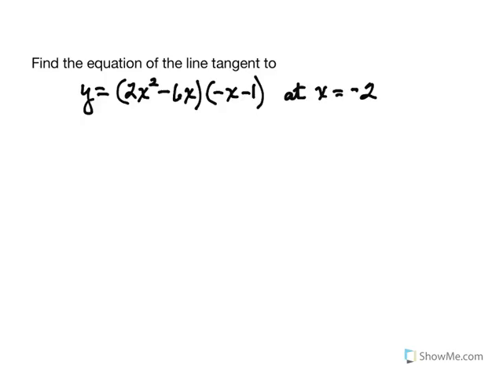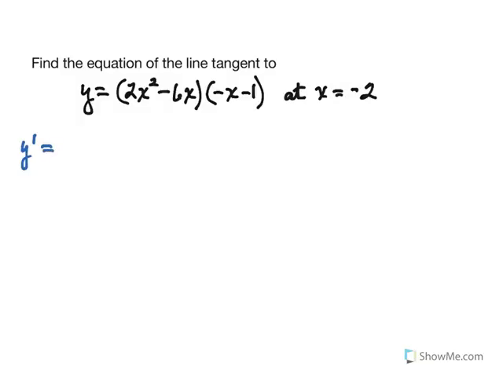So let's look at one more example. In this one, we're asked to find the equation of the tangent line to y equals 2x squared minus 6x times the quantity negative x minus 1 at the x value of negative 2. So of course, remember, to write the equation of any line, we need to have the slope. And where is the slope coming from? The derivative. So we're going to go ahead and find our derivative.